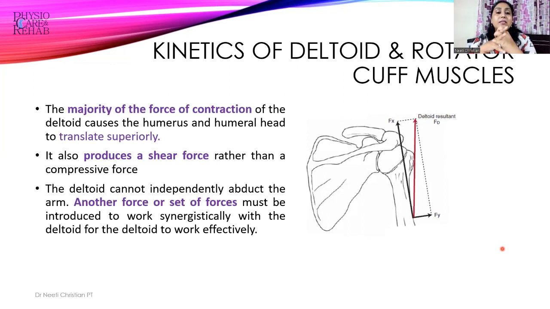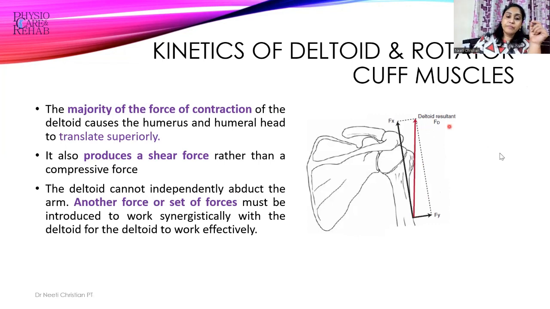Now let's go ahead with detailed kinetics and physiology of movement. To understand the movement of the shoulder, it is very important to understand the kinetics of the deltoid. So first, we'll see the kinetics of the deltoid, how the muscle contraction occurs, and after that, we'll see the rotator cuff muscles.